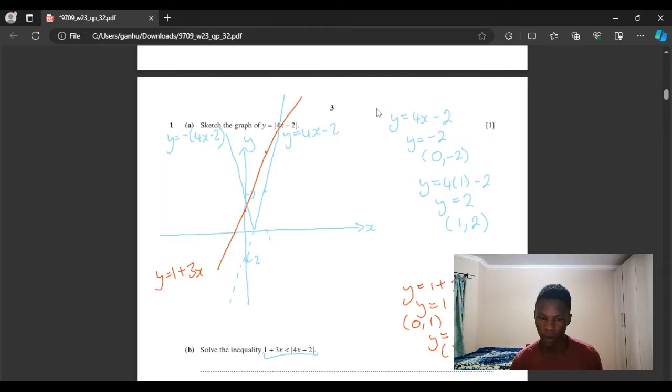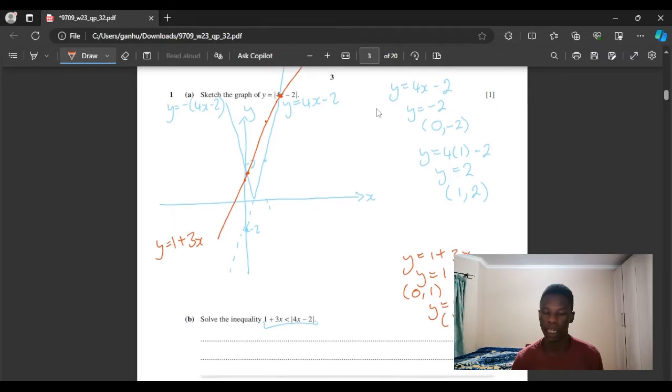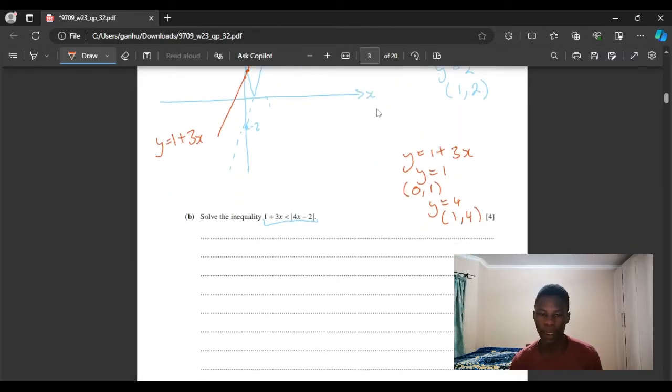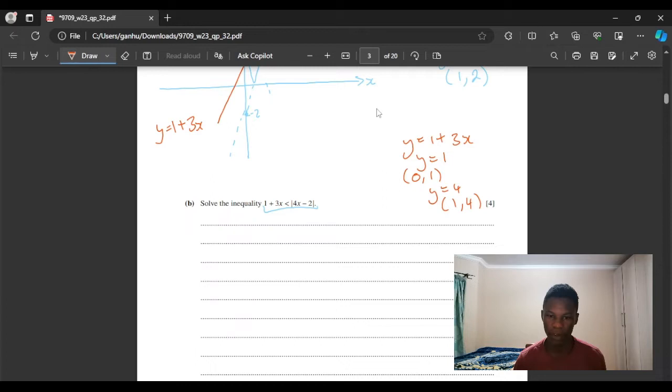And you notice that it intersects the blue graph, the modulus graph, at 2 points. First, the line y equals negative 4x minus 2, and secondly, the line y equals 4x minus 2. So let's find the points of intersection by solving the equations simultaneously, and then we should be able to solve our inequality. So for the first point of intersection, we have the lines y equals 1 plus 3x and the line y equals negative 4x minus 2.